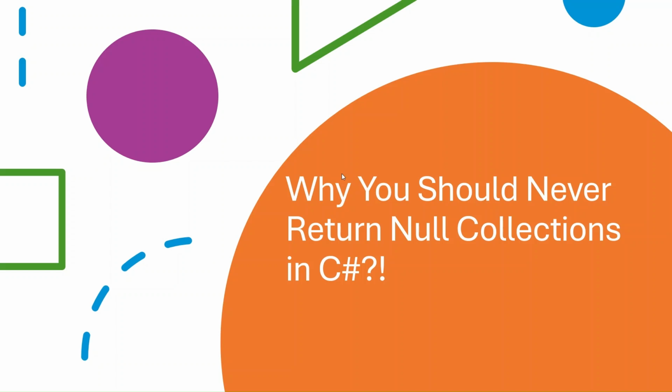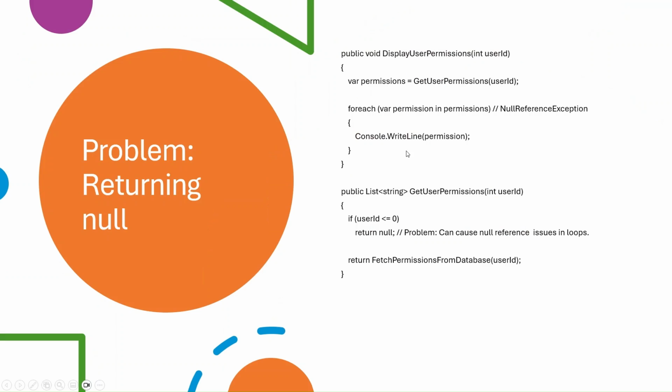Think about it. You might be expecting to loop over a collection, but if your method returns null, the code will break unless you check for null every time, like this. Constantly adding null checks can make your code messy and harder to read, and worse, if the calling code doesn't handle the null case, it could blow up at runtime. These runtime errors can be tricky to diagnose, especially in large applications.